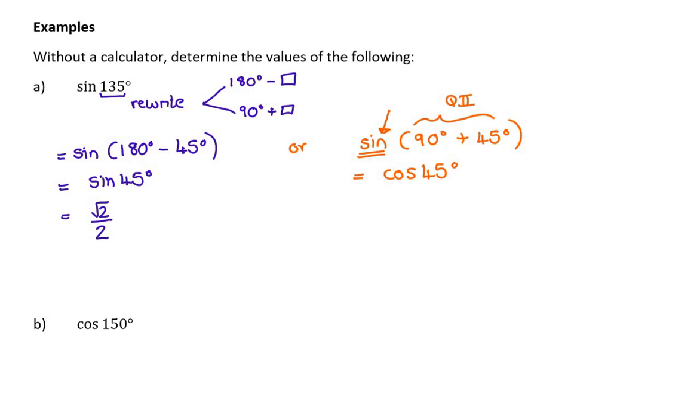So always decide your sign first. Now cos of 45 is also root 2 over 2. So either way I got the same answer. So these are called co-ratios. Sine 45 and cos 45, those are co-ratios, and it's simply because 45 and 45 together make 90.